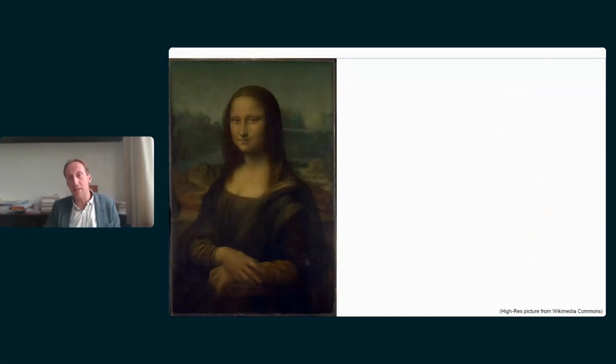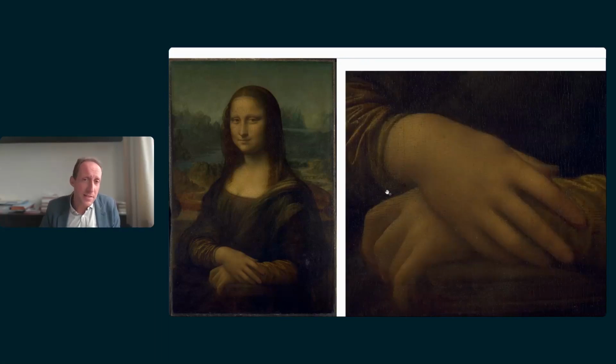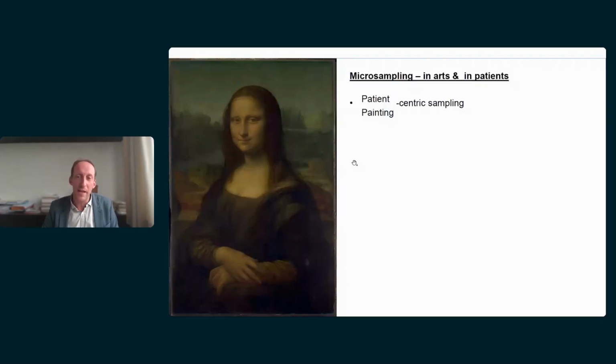More particularly, if you look at the Mona Lisa and focus on the hands, and look in very much detail at the middle finger, I give you all a few seconds to really focus on what you may see there. Do you see it? There's a tiny drop of blood hanging there, a microsample. No, I'm just kidding. It's not really a microsample there.